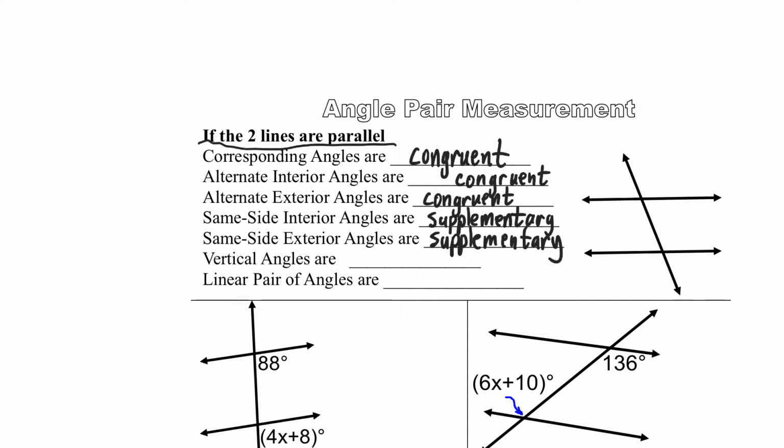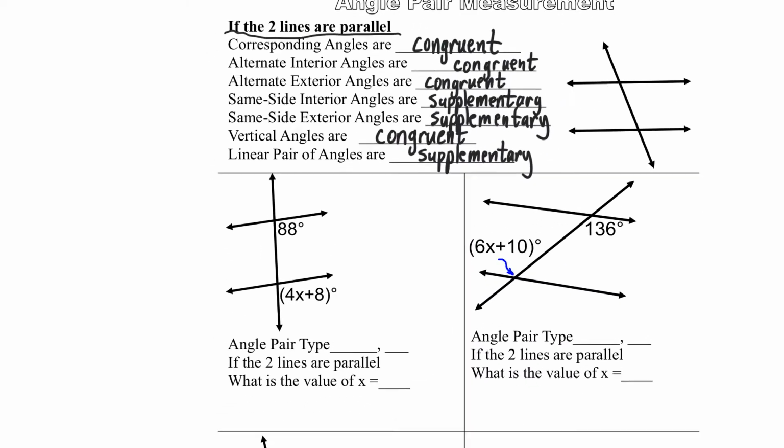Now, vertical angles are what? Congruent. I don't have to say anything about the lines being parallel. Vertical angles are always congruent, because it only involves two lines when you're talking about vertical angles. And linear pair of angles are what? They're supplementary. And on the linear pair, it doesn't matter if the lines are parallel, because it only involves two lines anyway. So we're going to use that for the stuff we're going to do today and for next week.